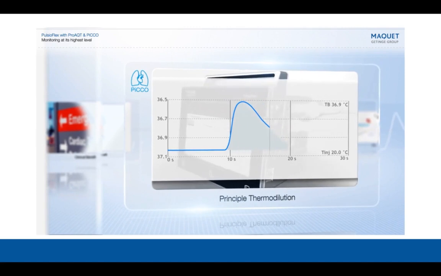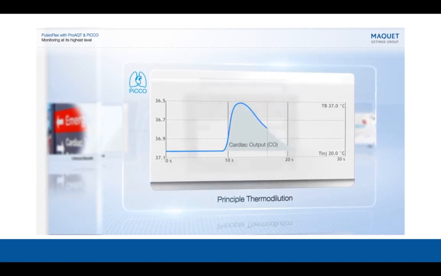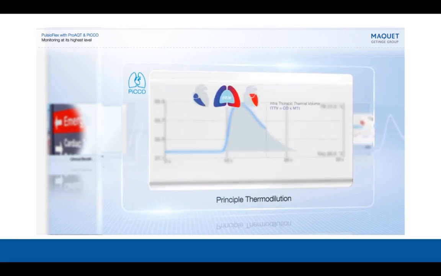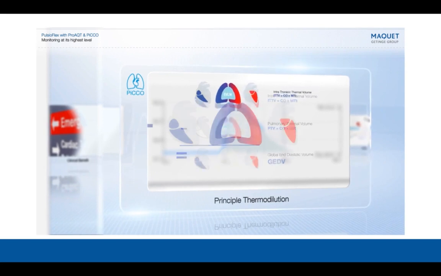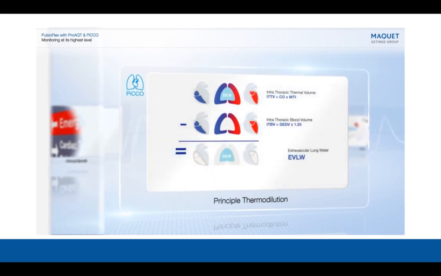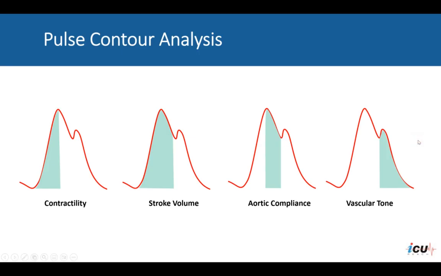From this temperature curve, very precise parameters can be derived, such as cardiac output, global end diastolic volume, and extravascular lung water. In addition to these parameters, you can get other information from the pulse contour analysis.